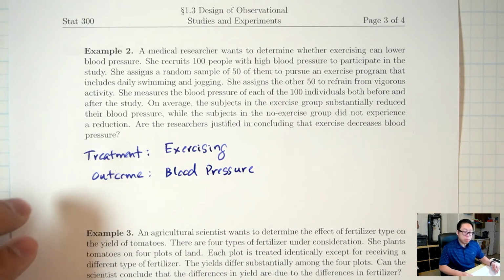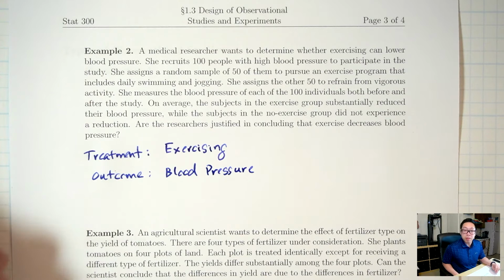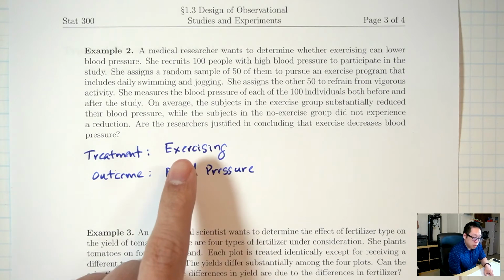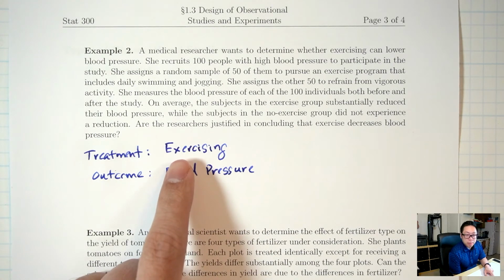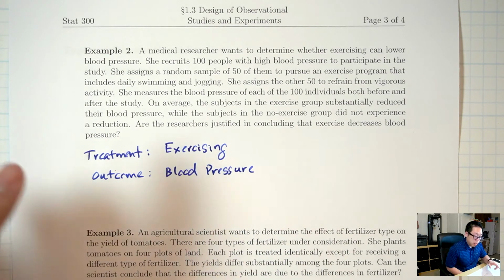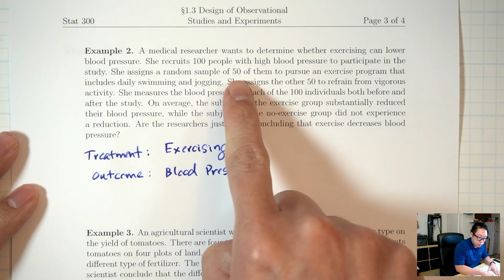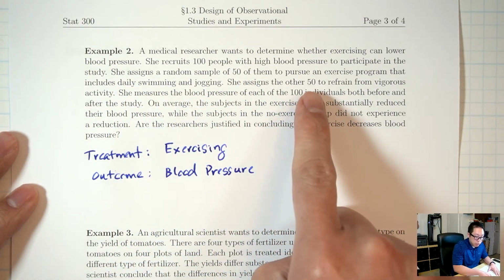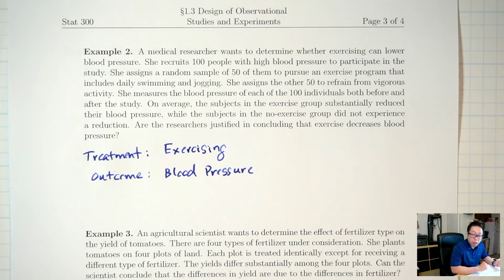Right, so really the same treatment and same outcome as example 1, right? So exercising and blood pressure. Is this an experiment or is this an observational study? Okay, so the question you should ask is, did the researchers decide who exercised and who didn't? Yes, so here she assigned 50 of them to swim and jog, and the other 50 to not do any vigorous exercise. Right, so they are deciding who is exercising and who is not. So this would be an experiment.